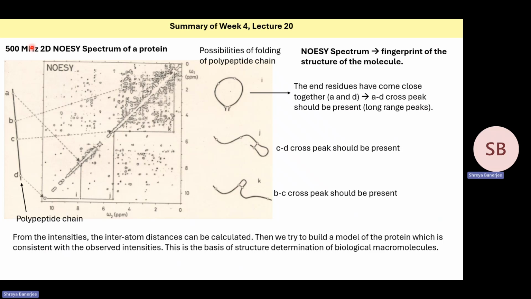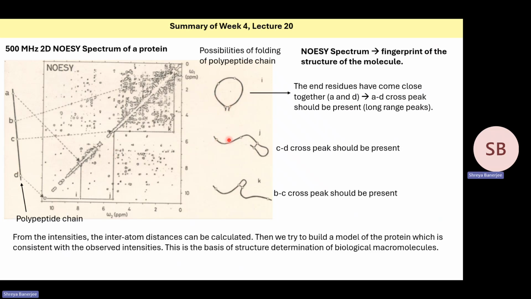Now here a 500 megahertz 2D NOESY spectrum of a protein is shown. Imagine a polypeptide A, B, C, D. So this is a polypeptide chain where you are looking at 4 residues A, B, C, and D. Now, the polypeptide chain can fold in many different ways. One way is like this. Here, the two end residues A and D are coming close to each other. So if they are close to each other, they will show a NOESY cross peak. So if A and D show a NOESY cross peak, that means the polypeptide has folded like this.